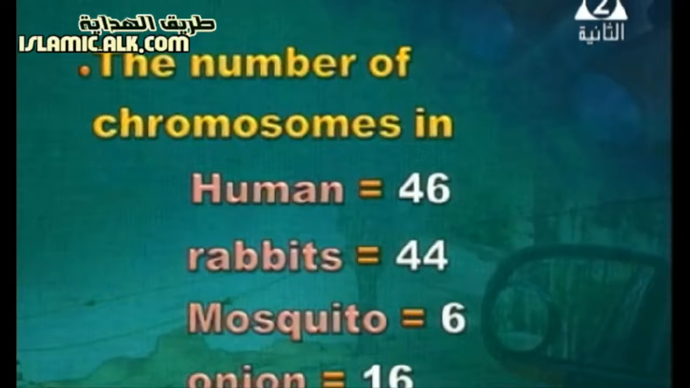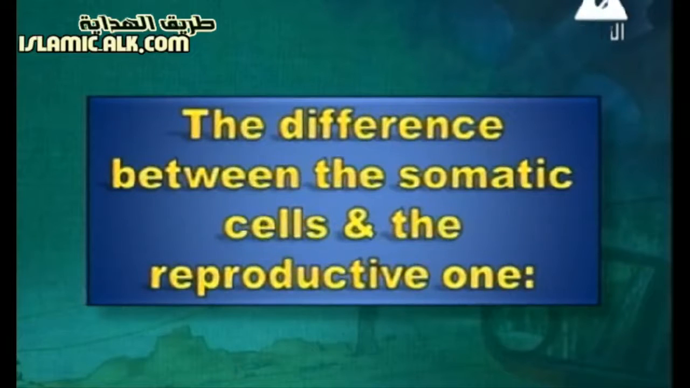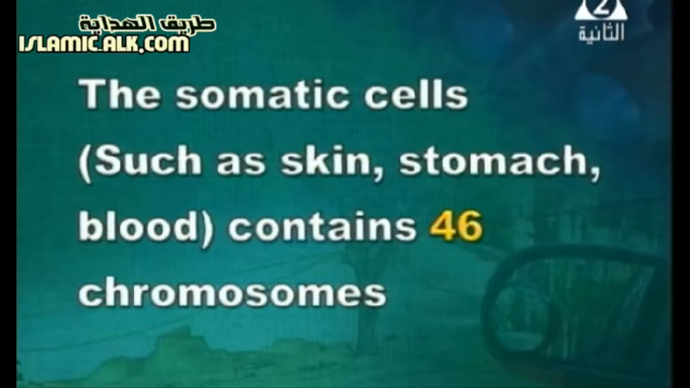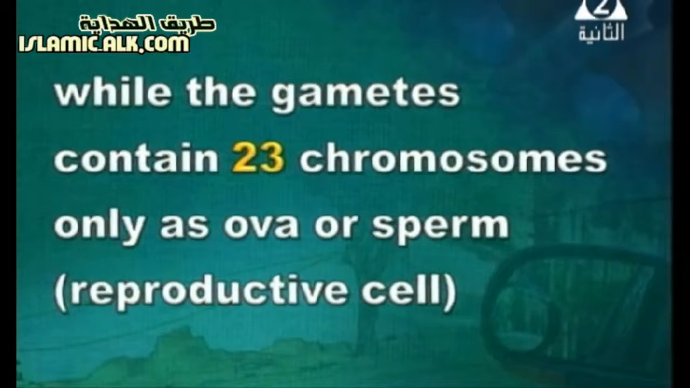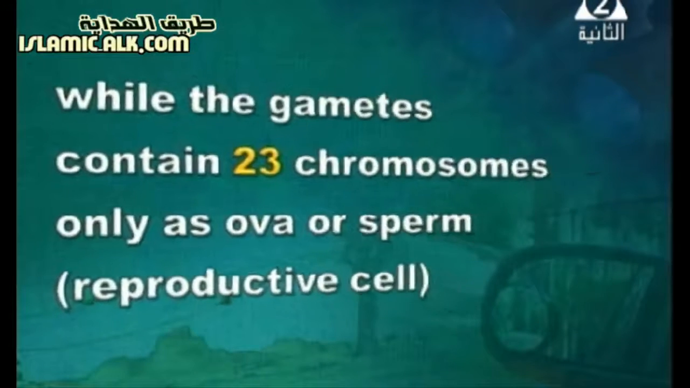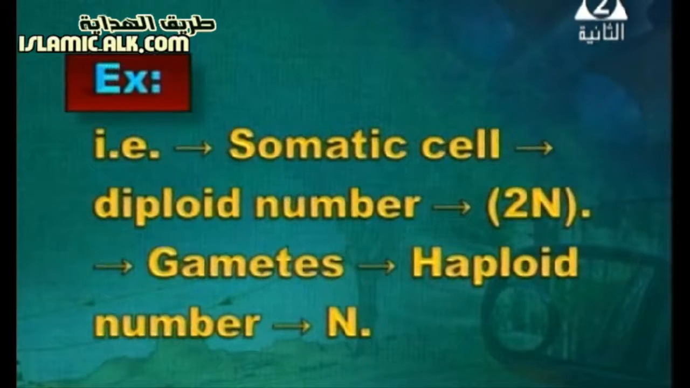What is the difference between somatic cells and the reproductive ones? The somatic cells, such as skin, stomach, and blood, contain 46 chromosomes, while the gametes contain 23 chromosomes only, such as ova or sperm, which are known as the reproductive cells. So, we know that the somatic cells contain two sets of chromosomes, one inherited from the father and the other inherited from the mother. So, somatic cells are called diploid, with number 2n, while gametes have the haploid number, which is n.